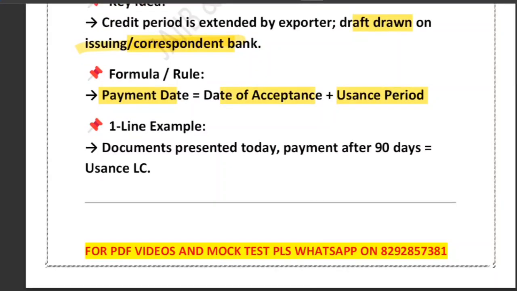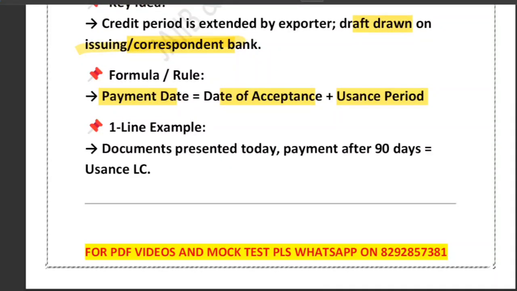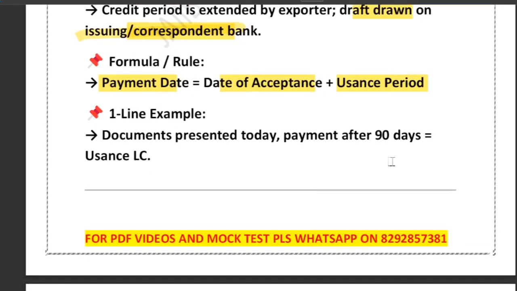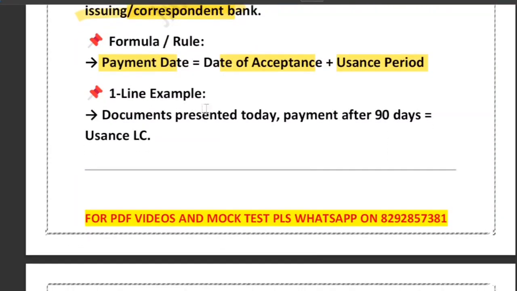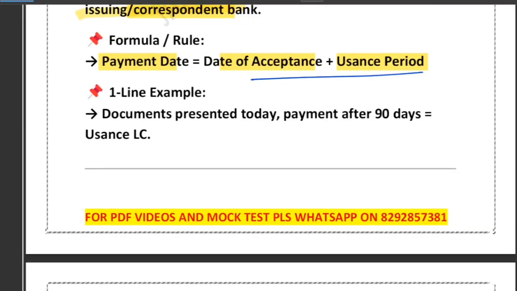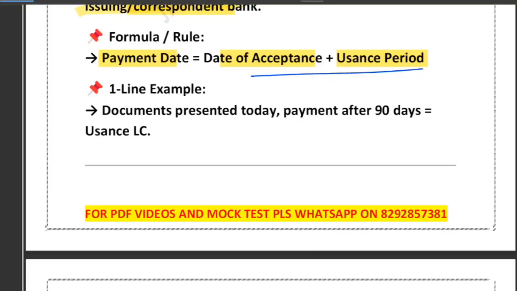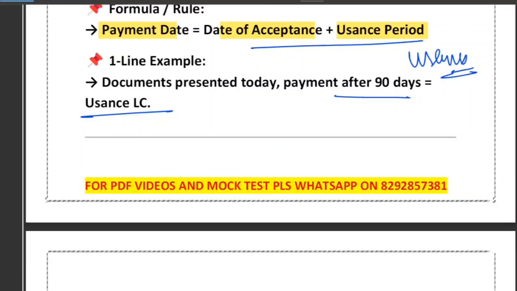For example, let's say documents are presented to the bank. Payment date is equal to date of acceptance plus the usance period, right? Suppose you submit the document today and the LC says 90-day usance period. The payment will be made after 90 days, and this is called a usance LC.